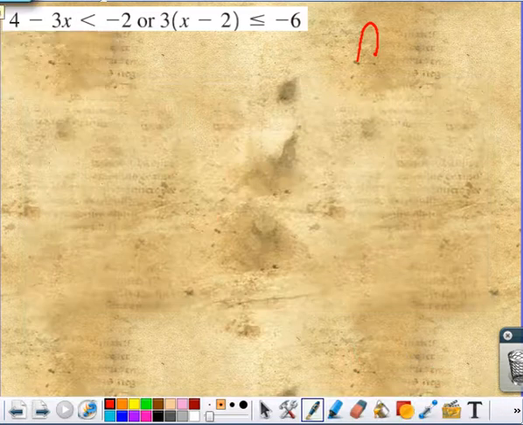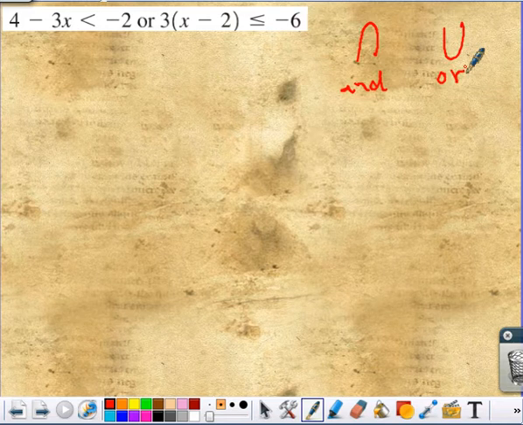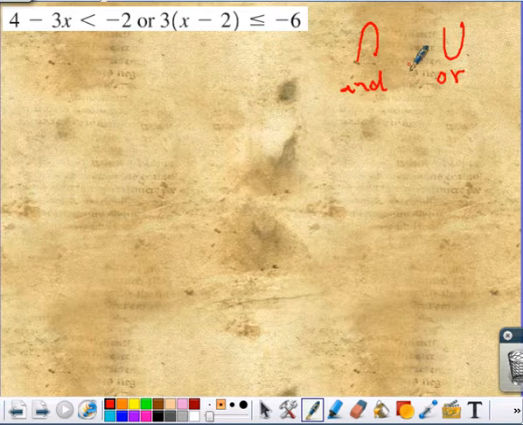Okay, here we go. An AND statement is an intersection statement. An OR statement is a union statement. Okay, AND intersection, OR union. So AND intersection, you're looking for where the two overlap. OR union, you're just putting the two sets together, combining them.